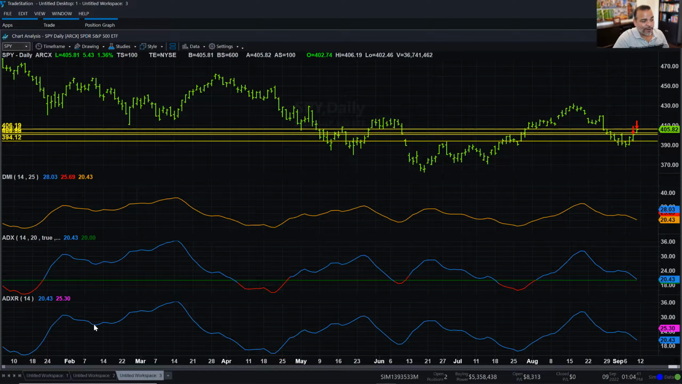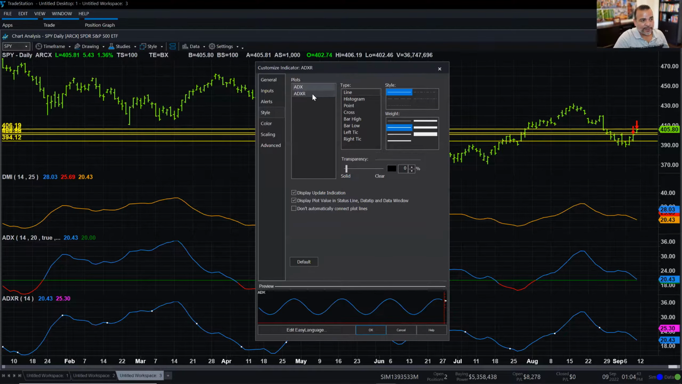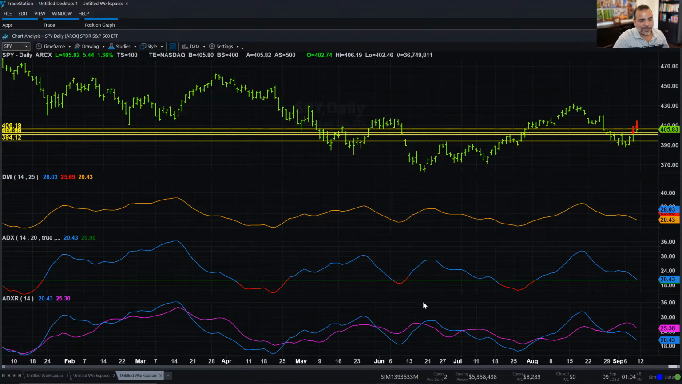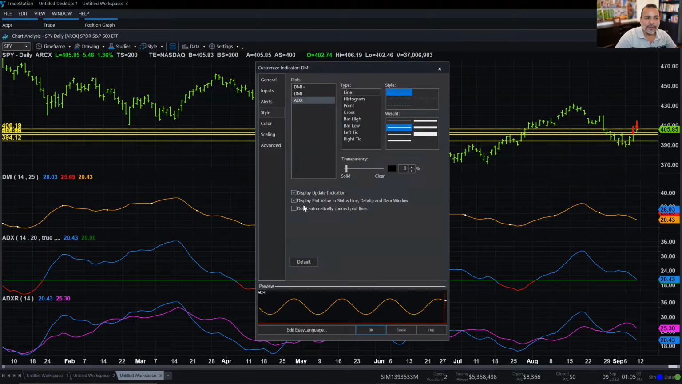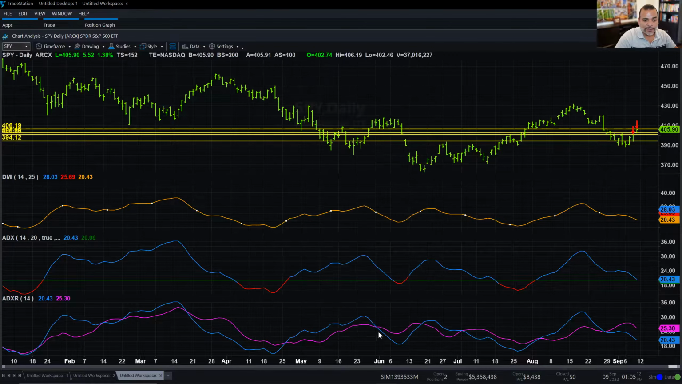ADXR, of course, has a smoothing line, which is right here. The magenta line is just an average of that ADX. So the indicators, the three ones, are giving you the same statistics. They're just reading it differently. The one that's called DMI includes the DMI plus and the DMI minus, which gives you a little bit of where the trend is going. Without the DMI plus or the DMI minus, you would not know which way the markets were going.